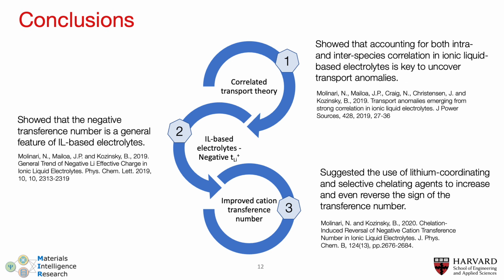To summarize, we have these three works. In the first one, we show the importance of using fully correlated transport theory in order to successfully predict transport properties of these highly correlated systems. In the second work, we show that the negative transference number is not a rare occurrence, but is actually quite general in a lot of chemistries. In the third work, we suggested ways to decouple anions and cations in ionic liquid-based electrolytes in order to obtain a positive transference number.